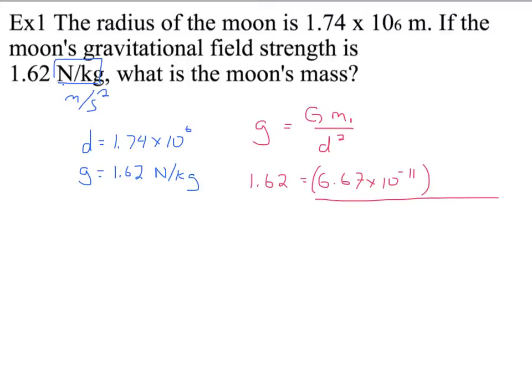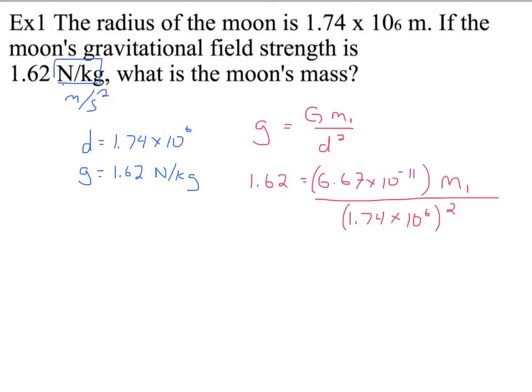We're going to multiply this thing by mass. That's what I don't know, so that's what we're going to look for. And then on the bottom here, we've got 1.74 times 10 to the 6. And again, don't forget to square that thing.